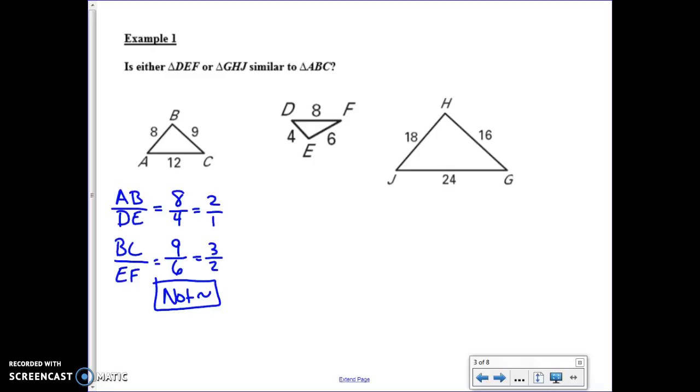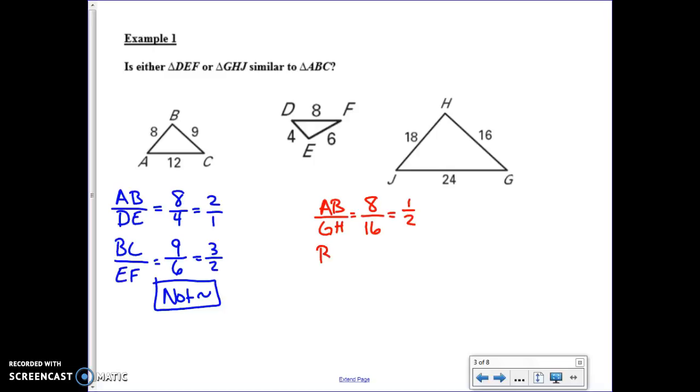Okay, now we're sticking with triangle ABC for this next one, but now we're going to compare it to triangle GHJ. So I'm going to use that same strategy. I'm going to say AB is the shortest side, and then it looks like GH is the shortest side on this one. So I have 8 over 16. Those both divide by 8, so 1 over 2.